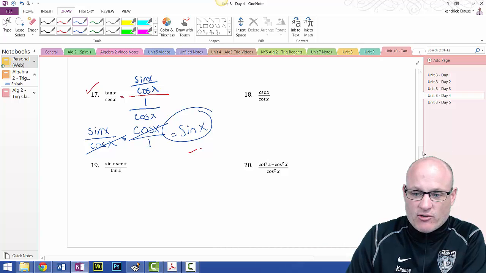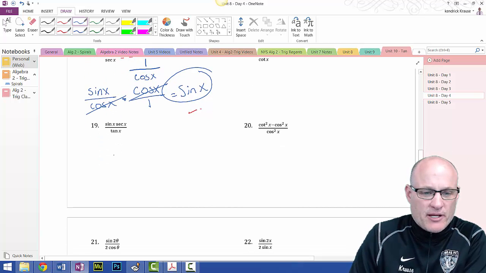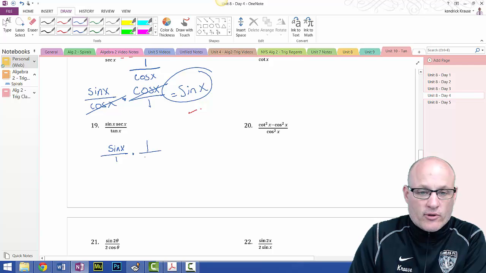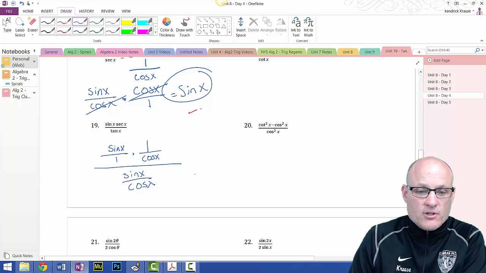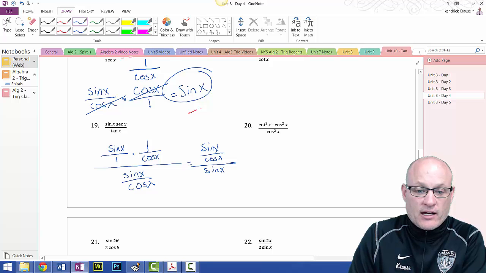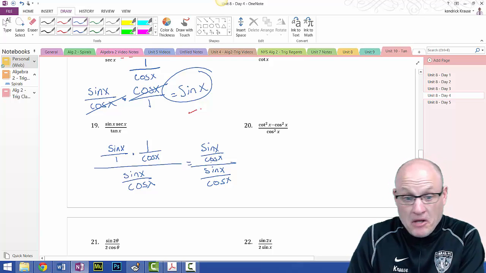All right, so this one's kind of crazy. Let's see what we got here first. Let's replace everything. So this is sine x. I'm going to make it sine x over 1 times 1 over cosine x, all over sine x over cosine x. Well, if I clean up the numerator, don't I get sine x over cosine x? That's the numerator, just multiply. And the denominator is sine x over cosine x. Well, isn't that the same thing over itself? That's just 1.